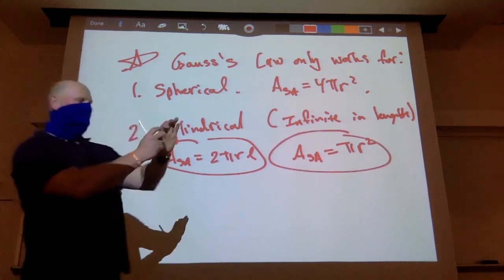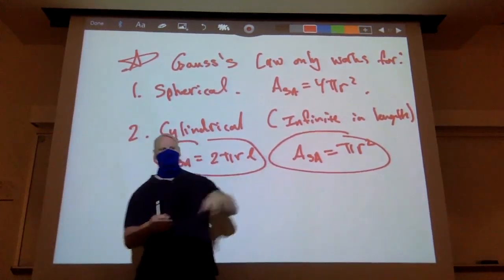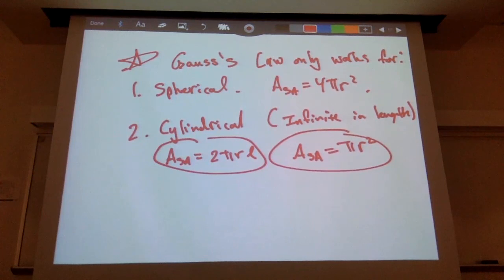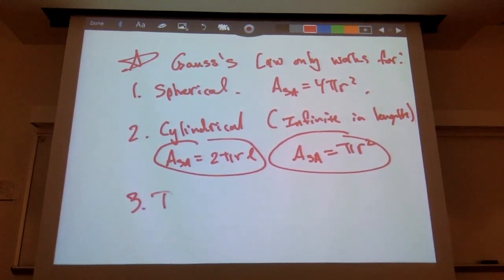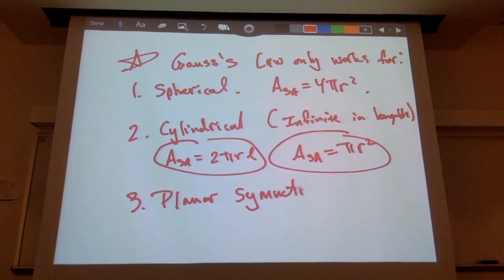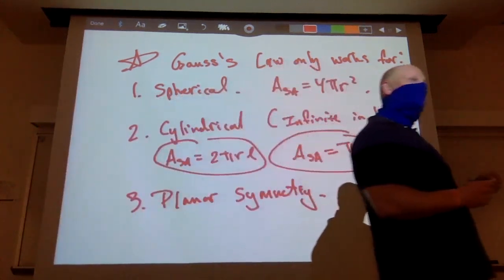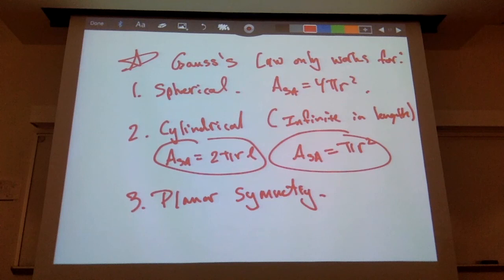So this means if I have a cylinder, this is the shaft part of the cylinder, and these are the end caps. That's about it. The last one is then planar symmetry. So these are the only three scenarios in which Gauss's law works. Okay? So Monday, we'll do a bunch of examples of this.